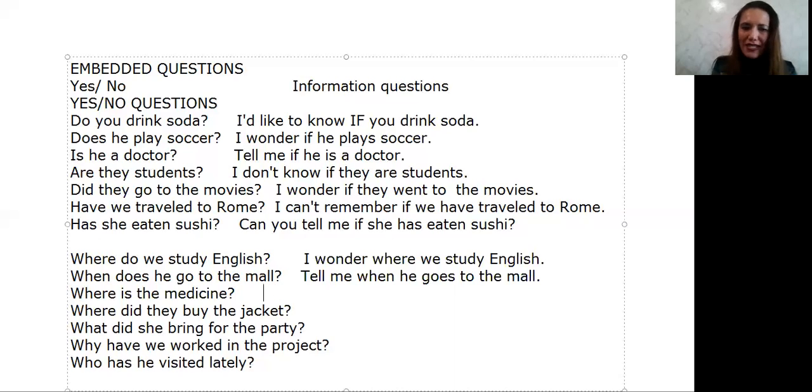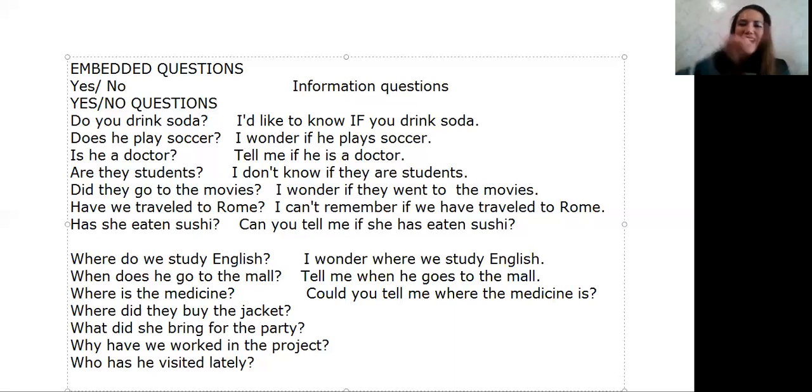Where is the medicine? Now you see, I have the verb be here, okay? So, could you tell me where the medicine is? I'm going to move the verb be to the end because I'm going to think that this is a sentence, remember?